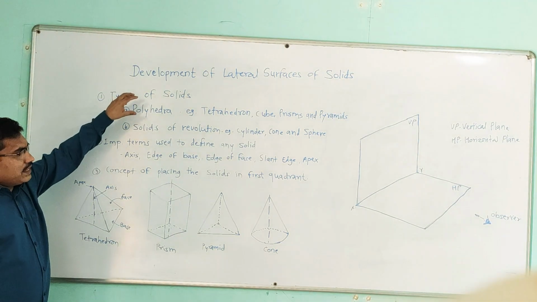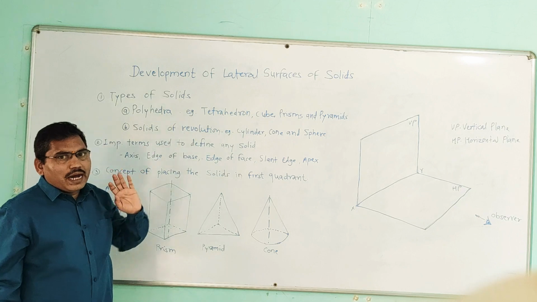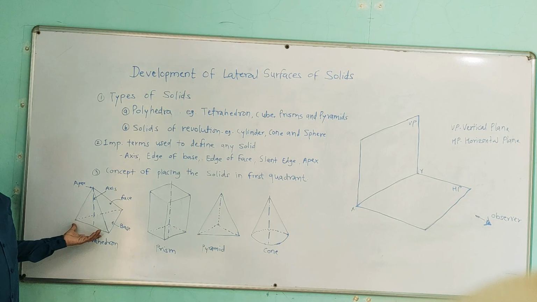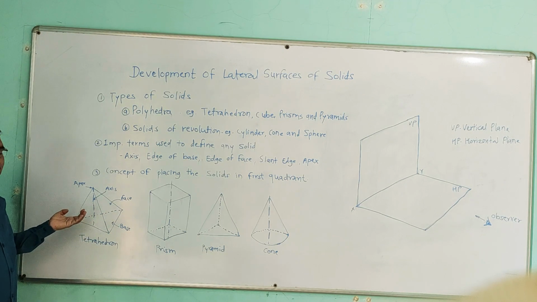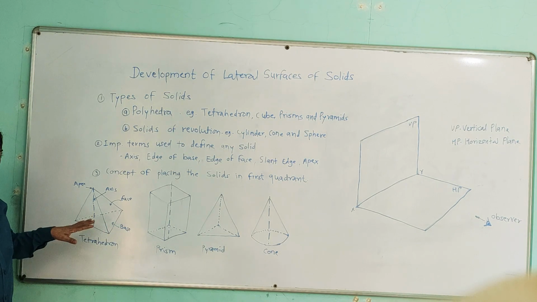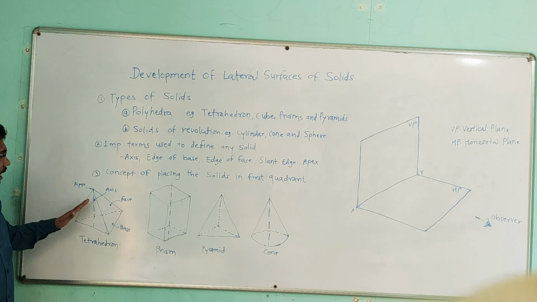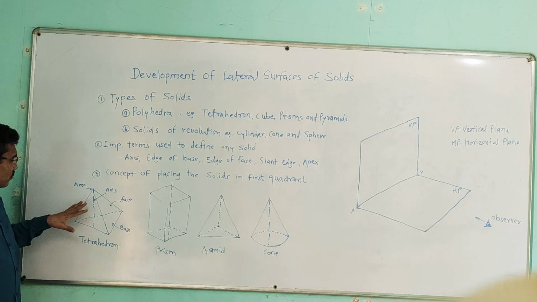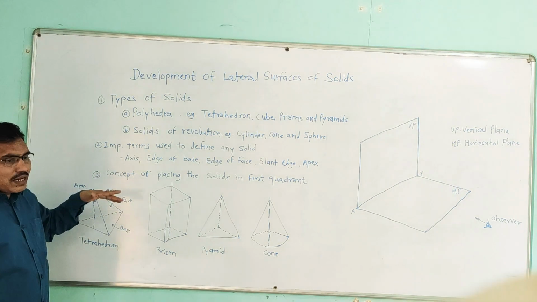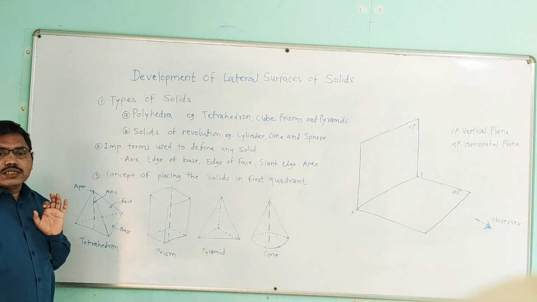Under this category, polyhedra are of different types, that is tetrahedron, cube, prism and pyramids. Now, what do we mean by tetrahedron? Tetrahedron has 4 faces and all 4 faces are equilateral triangles. The surface on which it is resting is called the base of the tetrahedron, and the remaining 3 surfaces are called faces of the tetrahedron. So, this is the tetrahedron. Then cube: we know that a cube has 6 surfaces, and all 6 surfaces are square.